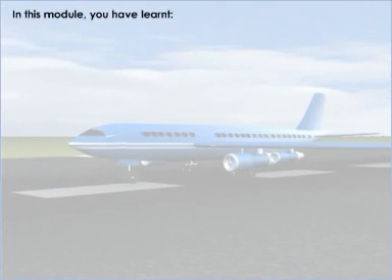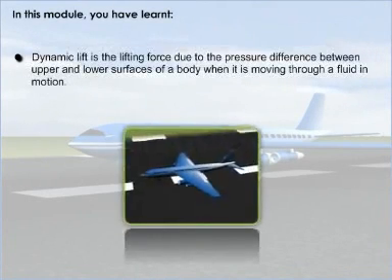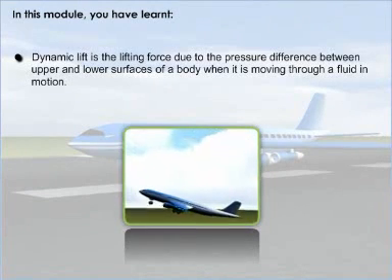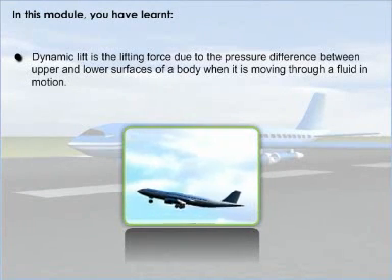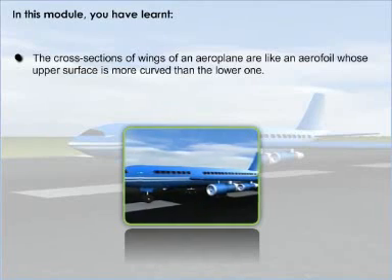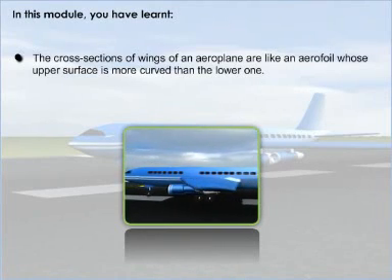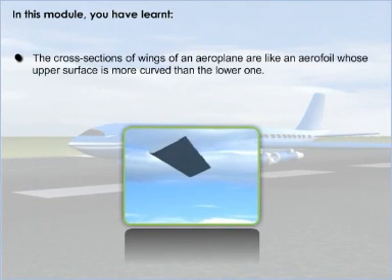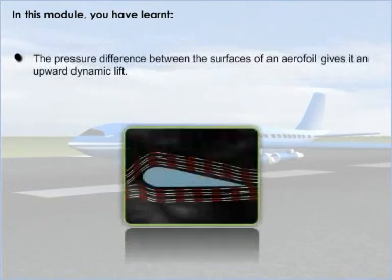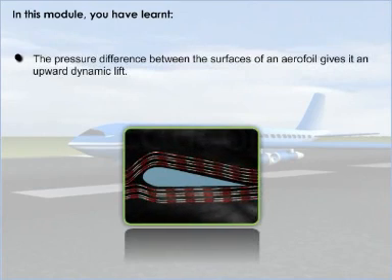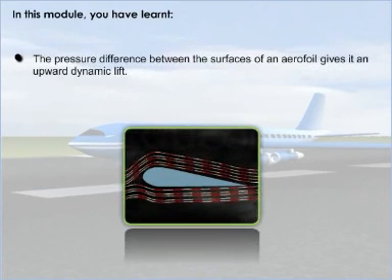In this module, you have learned dynamic lift is the lifting force due to the pressure difference between the upper and the lower surfaces of a body when it is moving through a fluid in motion. The cross-sections of wings of an aeroplane are like an aerofoil whose upper surface is more curved than the lower one. The pressure difference between the surfaces of an aerofoil gives it an upward dynamic lift.